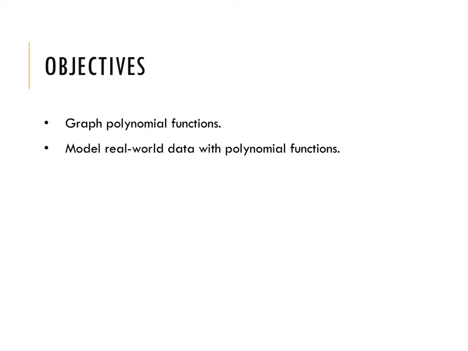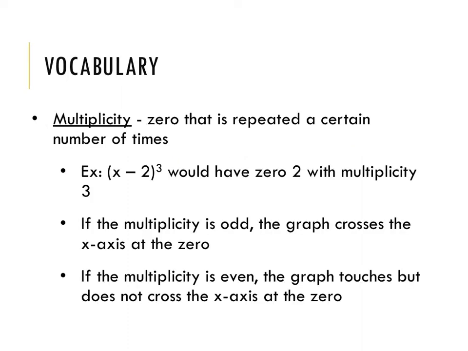So the objectives, same thing as last time, except that obviously we're not modeling real life data. We're not doing any of that this year. So here we go. Multiplicity, all that means is it's the number of times that a zero is repeated. And when we're talking about a zero, we're talking about if we factor something down or we use second trace zero features on our calculator.